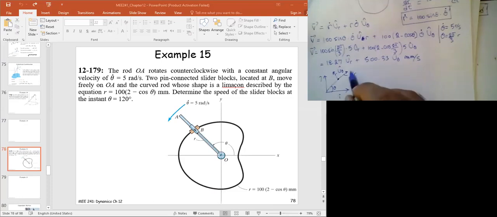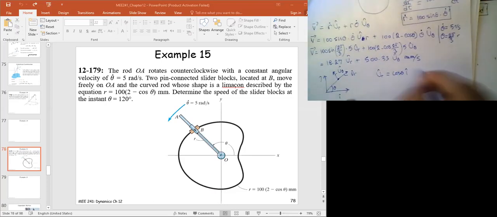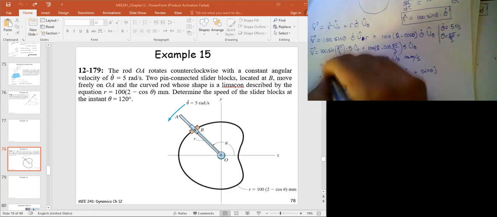But how can I convert between UR? How can I express UR in terms of I and J? It's cosine theta. We use sine with the angle. There you go. So UR is equal to cosine theta I plus sine theta J, right? How about U theta? Can someone tell me what is U theta? How can I find U theta?